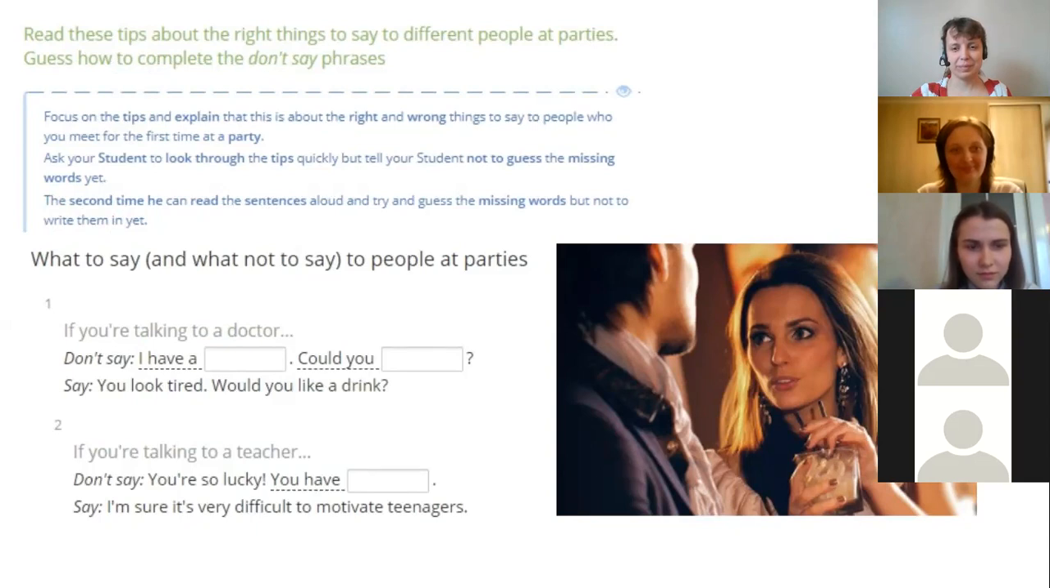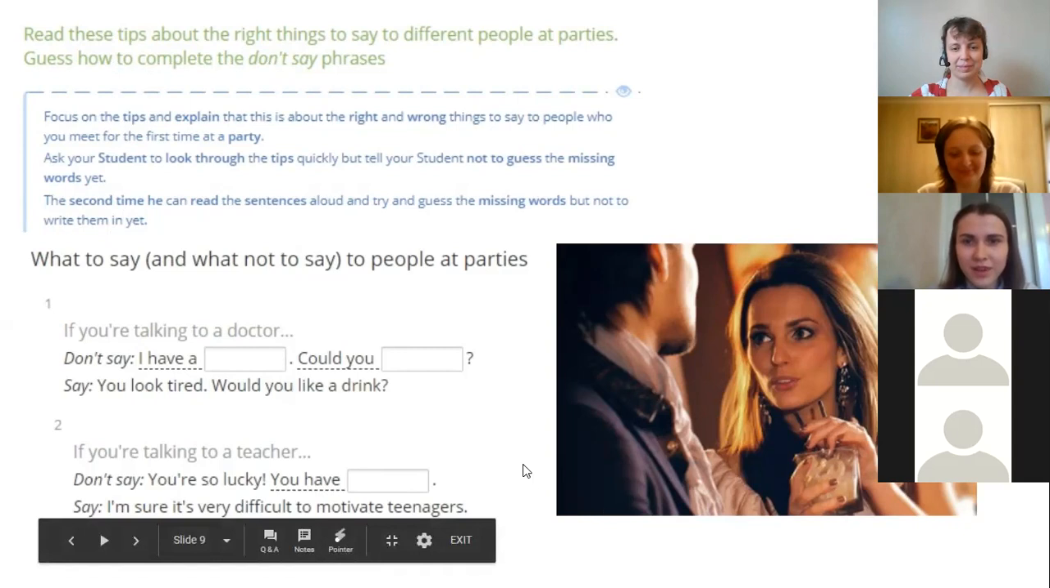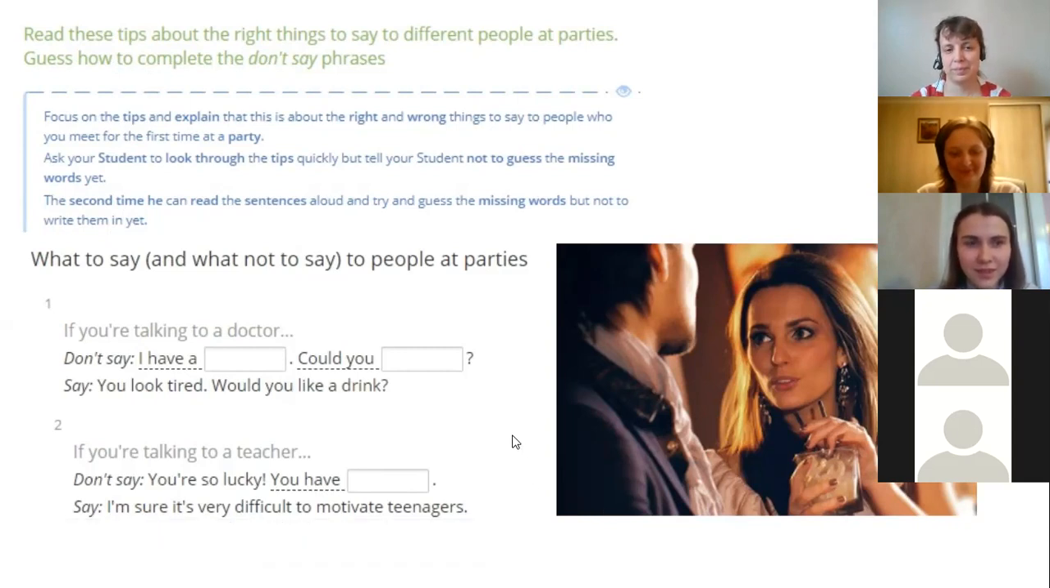Okay, Yulia, so do you like parties? Do you often go to parties? I like parties, but I don't go to parties very often. I see, but still, let's imagine that you go to the party. Do you think that you are going to meet people of different professions there? Yes, I think I will meet them.